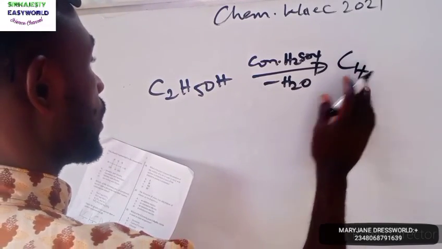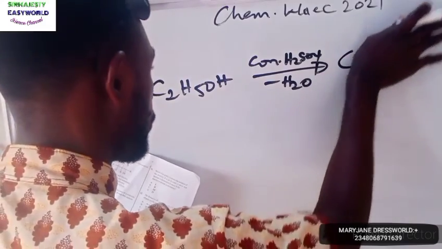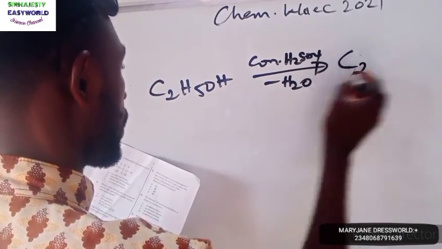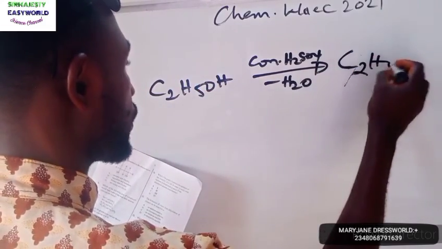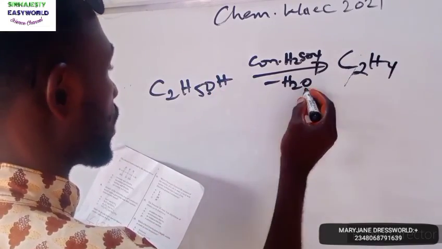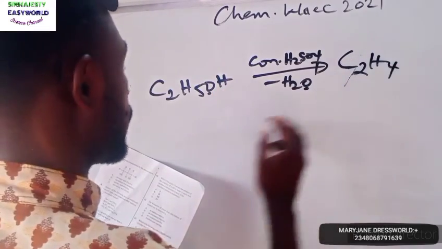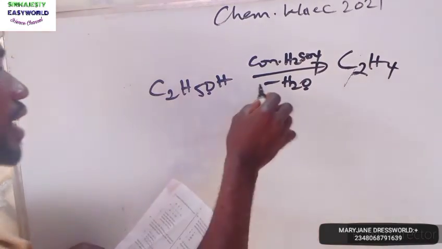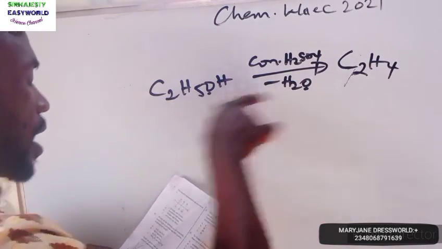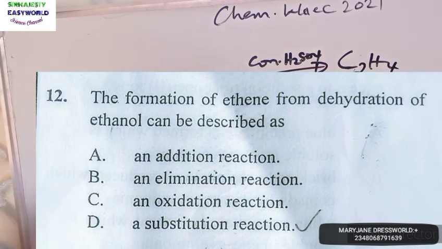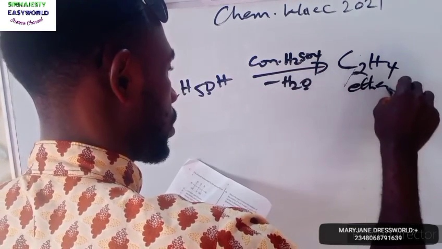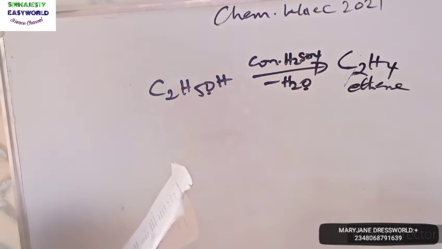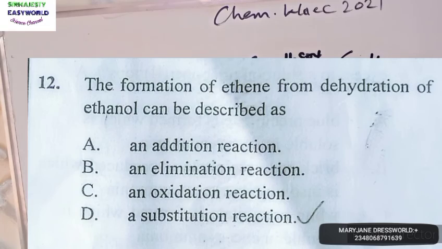So we have C2 because it's not touched. Instead of H6, we now have H4, and the only oxygen here has been removed. So at the end, this is what we call a dehydration reaction. But according to the option, dehydration means elimination. That is to eliminate. Removing 1 water molecule from ethanol gives us what? Ethene, and that is it on the board. So the answer to that question is option B, elimination reaction.